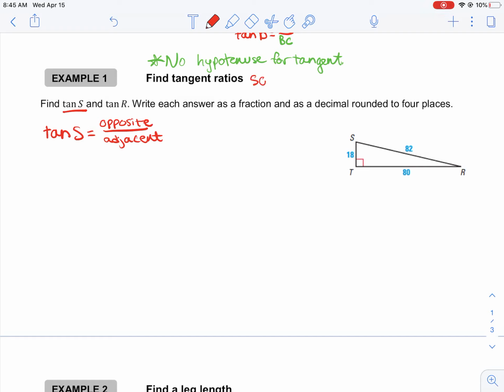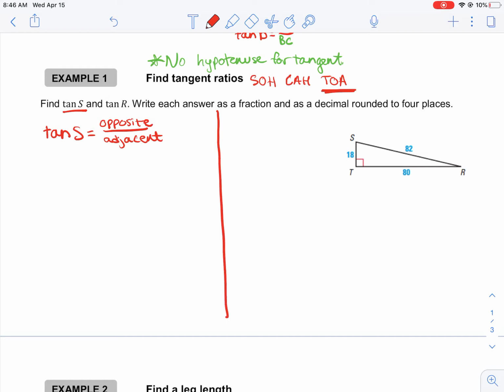You might have heard this before. There's something called SOHCAHTOA. It's this mnemonic we memorize. We are looking at this TOA part, where T is tangent, opposite is our opposite side, over adjacent, which is our adjacent side. We'll talk about sine and cosine next week.